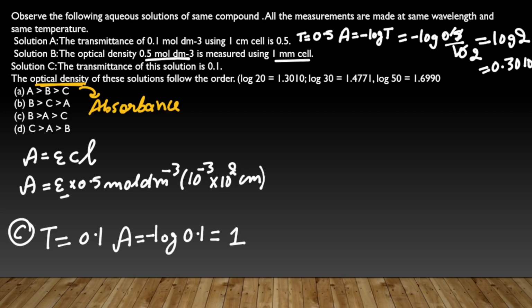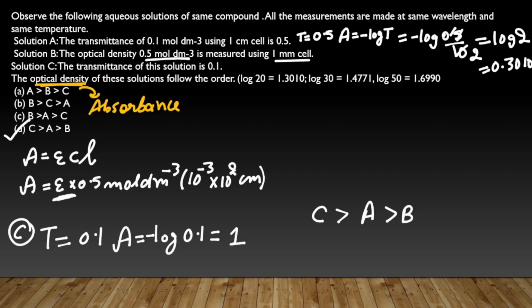So the maximum absorbance is for solution C, followed by solution A, and the least is for solution B. Some other data, the epsilon, might be missing, but this is going to be the order. So the correct answer in this case is option B.